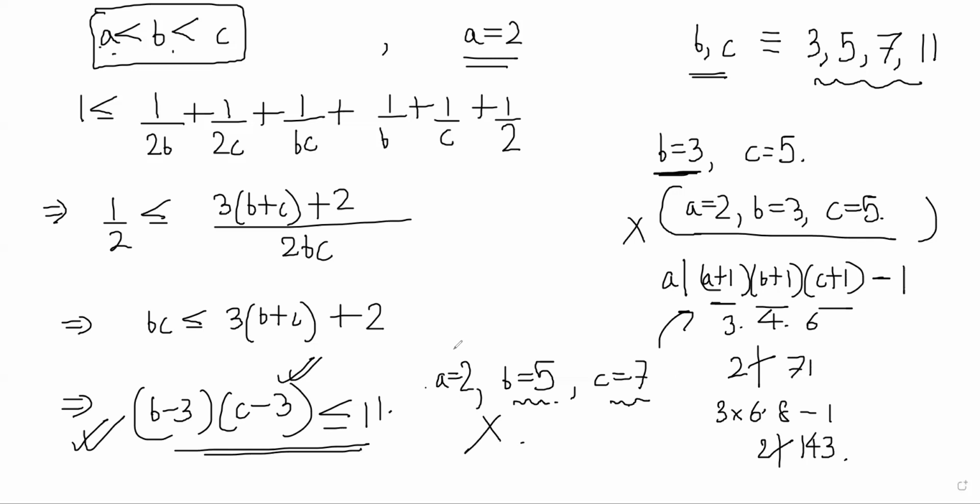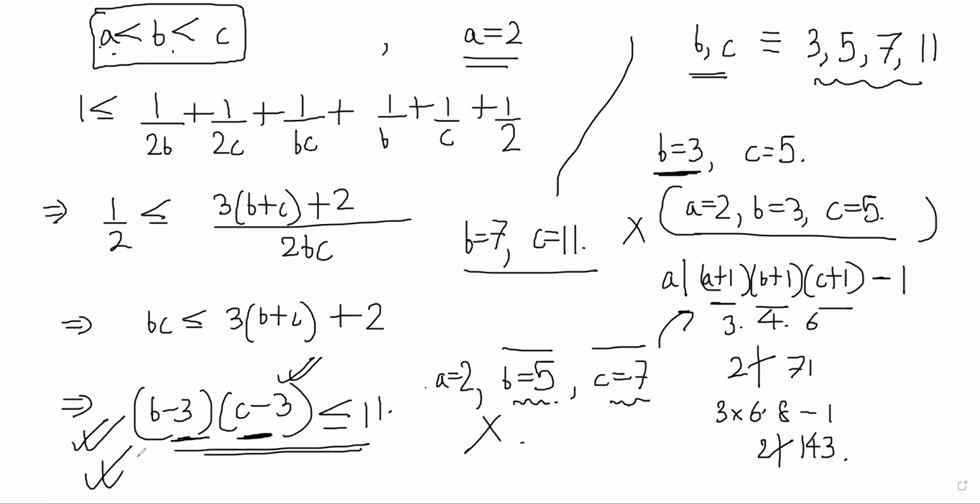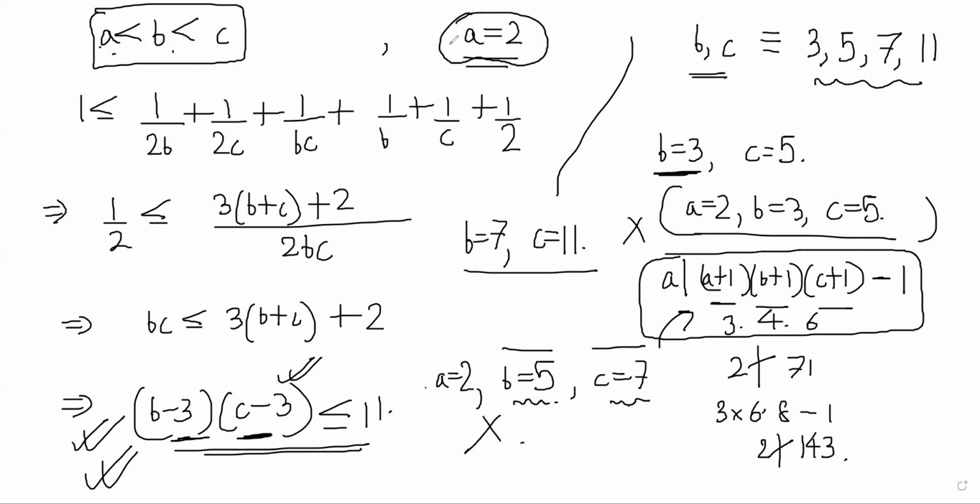Now, we have seen that B is 5 and C is 7 also doesn't work. If you take B is 7 and C must be 11 then, now this inequality will not work because you will have 7 minus 3, 4 and C minus 3, 8. 32 is not less than 11. So there are no cases for which this inequality is true and the original statement is true, especially when the case was A is equal to 2.